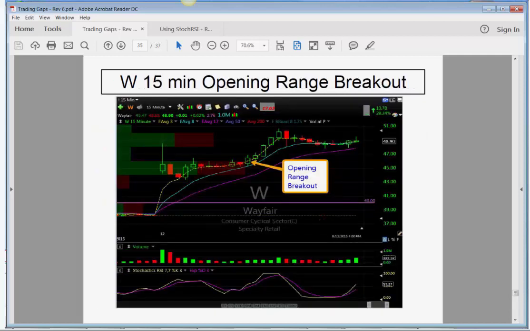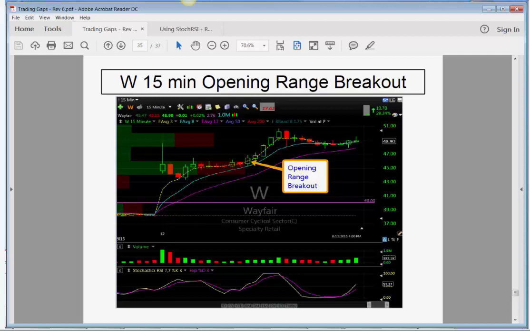Wayfair, opening range breakout. I'm not as much a big fan of opening ranges, but what happens here, opening range is nothing more in this case than the body here, this 15-minute open. It gets above that, or it gets below the body here. It did get below it and came back up to it, and it's running into resistance here. Huge short interest, huge gap up, $38 to $45.